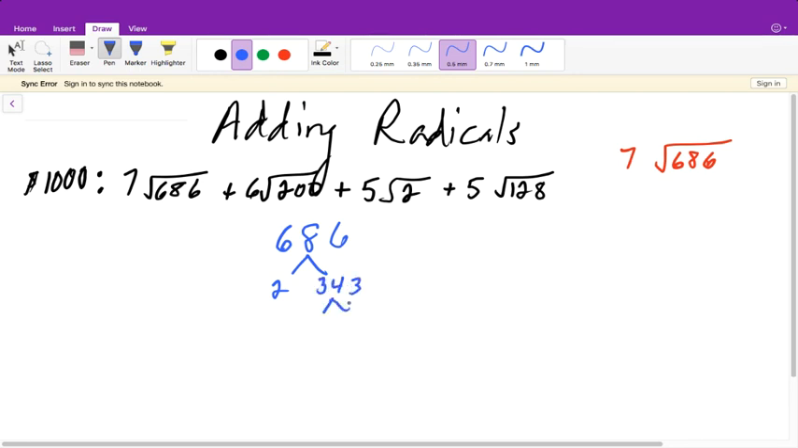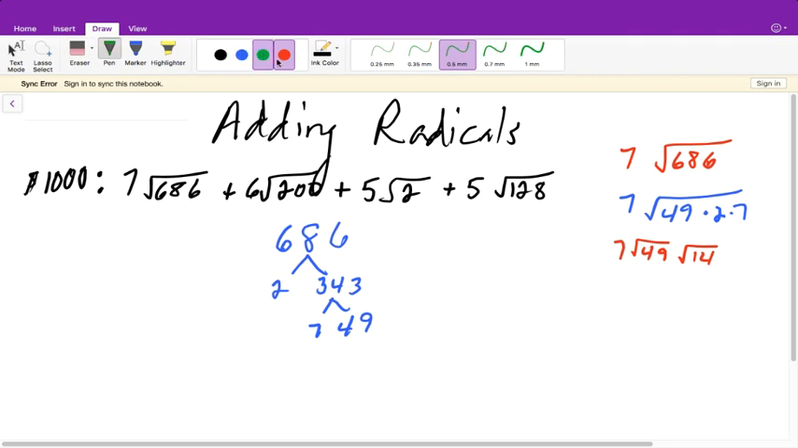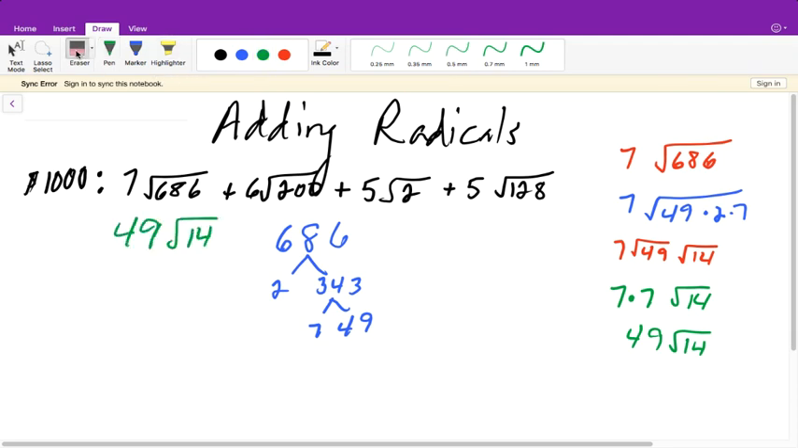Then you can look here and say, all right, what number goes into 343? So the next number that you can say goes into it is 7, and 7 goes into it 49 times. So that means that we can break this apart of 49 times 2 times 7. And now we can look at these and say, all right, well, the square root of 49 times the square root of 14, since 2 and 7 are not perfect squares. And the square root of 49 is 7, so it becomes 7 times the square root of 14. So that then gives me 49 times the square root of 14. So these are equivalent. They are the exact same, just rewritten in different forms.